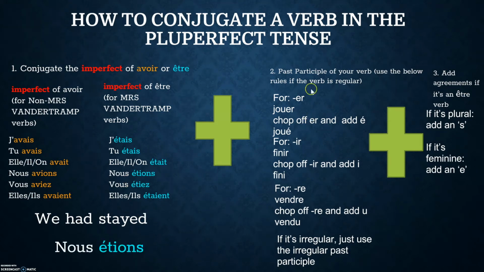The second half of the conjugation is the past participle, exact same as the past tense. Rester is a regular ER verb. We chop off the ER, we add an é with an accent. Then we ask ourselves, do we need to add agreements? Yes, we do have to add agreements because rester is a Mrs. Van der Tramp verb, which means it's an être verb. Is the personal pronoun plural? Yes, we is plural because it's referring to more than one person, so we add an S. Restés. Obviously, if this group is full of girls with no guys at all, we will have to also add E as well. That's how you conjugate and use the pluperfect tense.